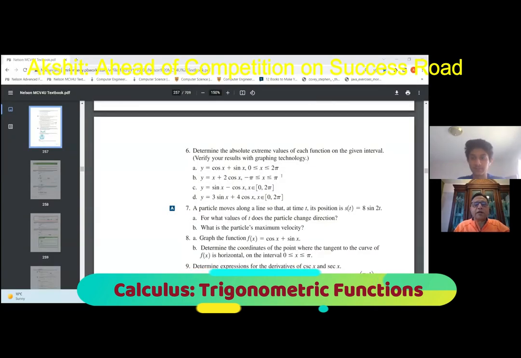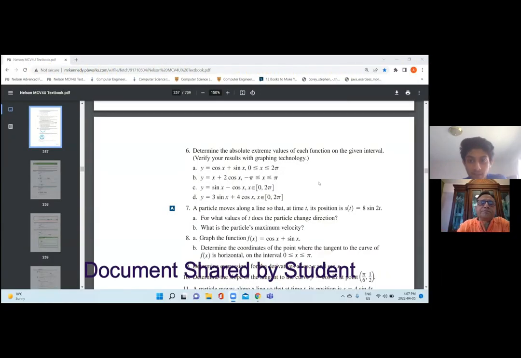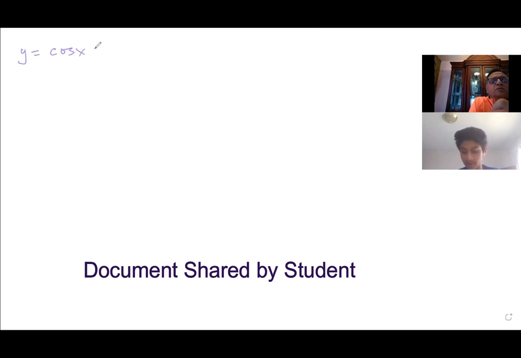Number 6, sir. Okay, can you please read the question? Determine the absolute extreme values of each function on the given interval. Correct. And then you can verify results. Okay, so let's say y equals cos x plus sin x, where x is between 0 to 2 pi. So let me do it on the whiteboard, a bit more space to explain it. Can you please tell me what is the equation given to you? Yes, sir. y equals cos x plus sin x on 0 to 2 pi.